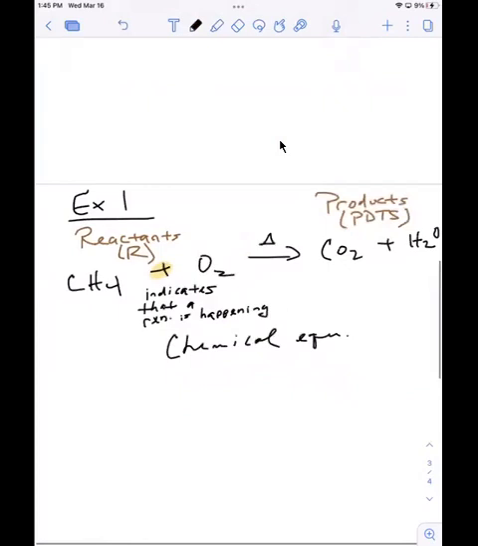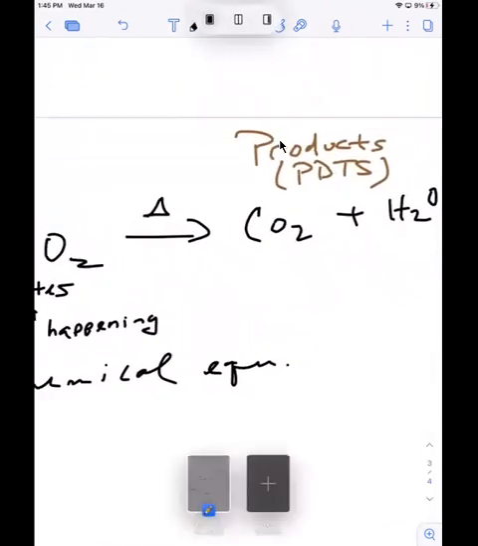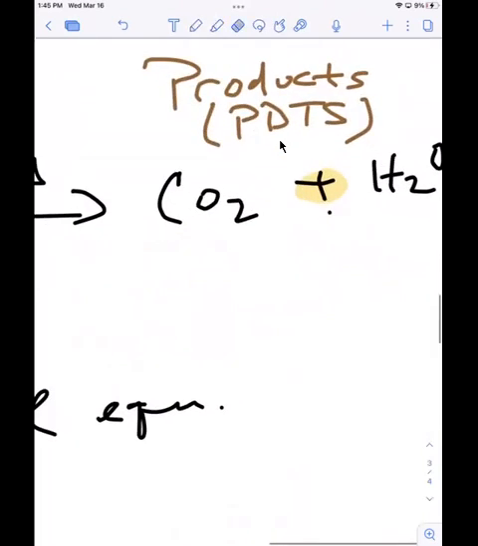Right? So it's this thing plus this thing, and they're going to come together, collide at really high velocities and under certain conditions, and boom, we're going to get something new on the other side. All right. And then the plus over here, this tells me that I have multiple products.